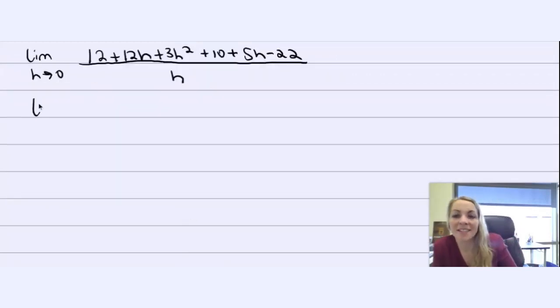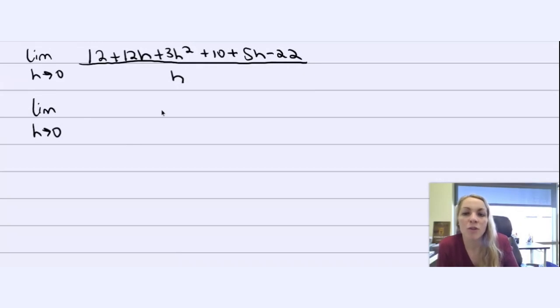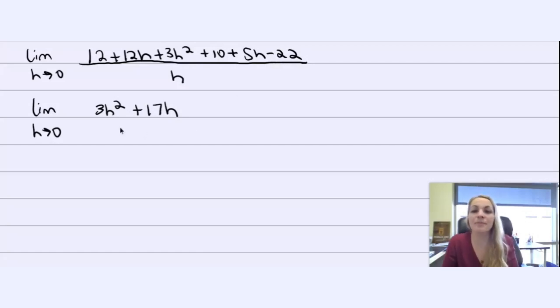Now I'm going to combine some like terms. So I'm going to order things with the h squared term first. So I have 3h squared. I have 12h plus 5h, which is 17h. And then I have 12 plus 10, which is 22, minus 22. So there is no constant term. So this is all over h.